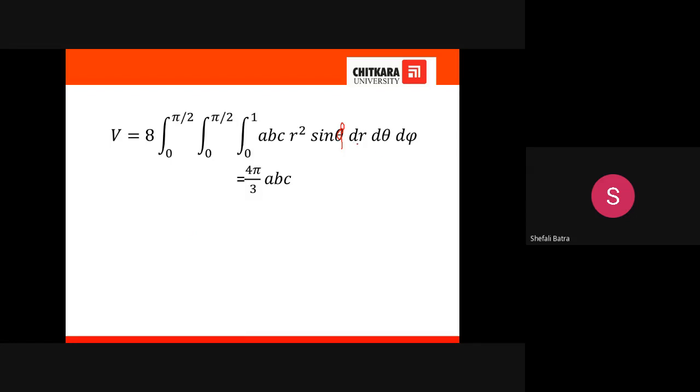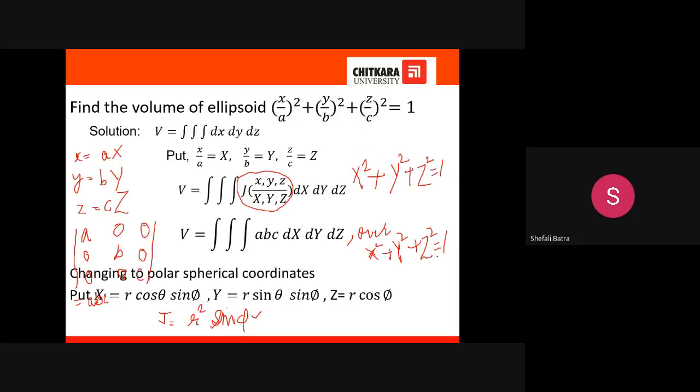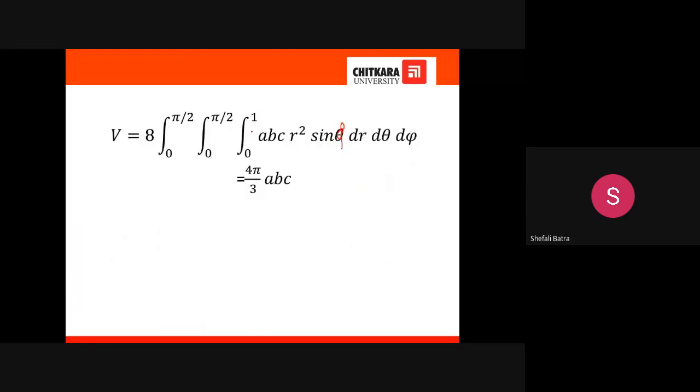Now, r is varying from, what is the radius? 1. R is varying from 0 to 1. Multiplying with 8, it is an octant. So theta would be 0 to pi by 2 and phi would be 0 to pi by 2. So after simplification, you will get the answer 4 by 3 pi abc.